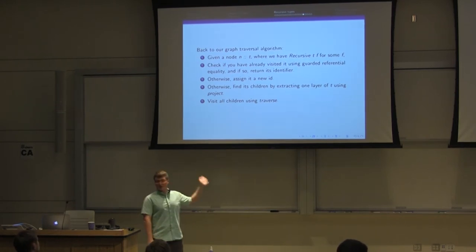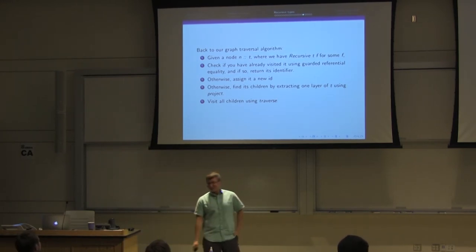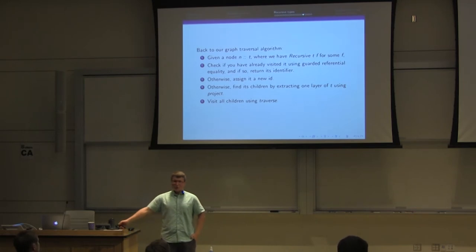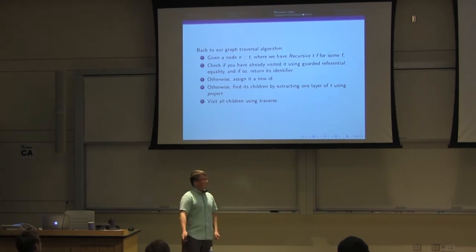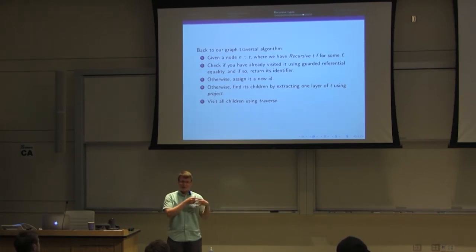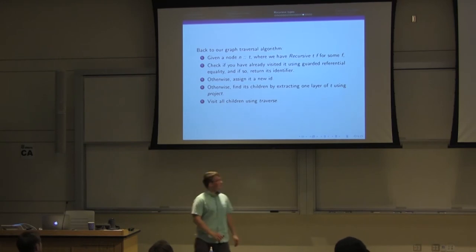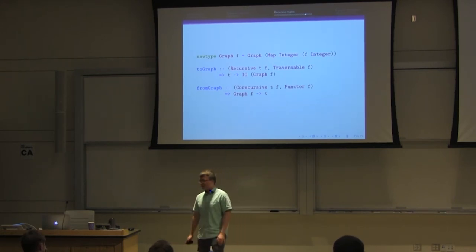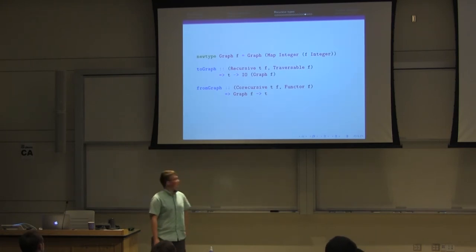And so this is our algorithm for this entire presentation, actually. Basically, the idea is that we have a Recursive T F and Traversable F. We take a node, we check if we visited it or not using our guarded reference equality. And if we haven't visited that node, then we go over all of its children using a combination of project and traverse. And so this is the end result of implementing this algorithm.